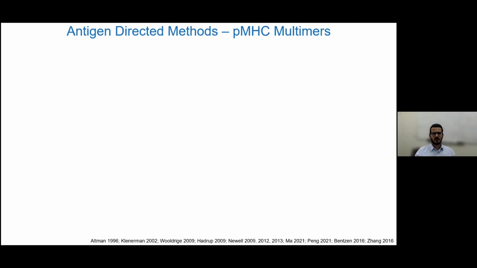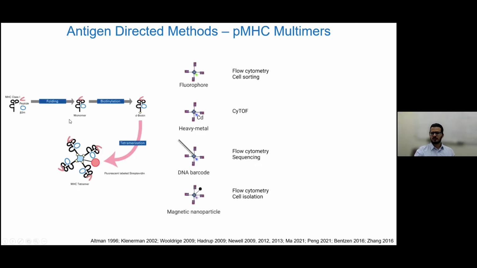And these are what's known as peptide MHC multimers. And I'm sure a lot of you have heard of peptide MHC tetramers. What these are basically soluble peptide MHC complexes that are presenting a defined peptide and are conjugated to some sort of a tag. And that tag allows us to detect T cells that are binding to that peptide MHC complex. These tags could be fluorophores to be used for flow cytometry or sorting. They could be heavy metal tags to be used for CyTOF. They could be DNA barcodes to be used for sequencing-based methods. Or they could be something like magnetic nanoparticles, which you can use to isolate or magnetically select cells that bind to a particular peptide MHC complex.